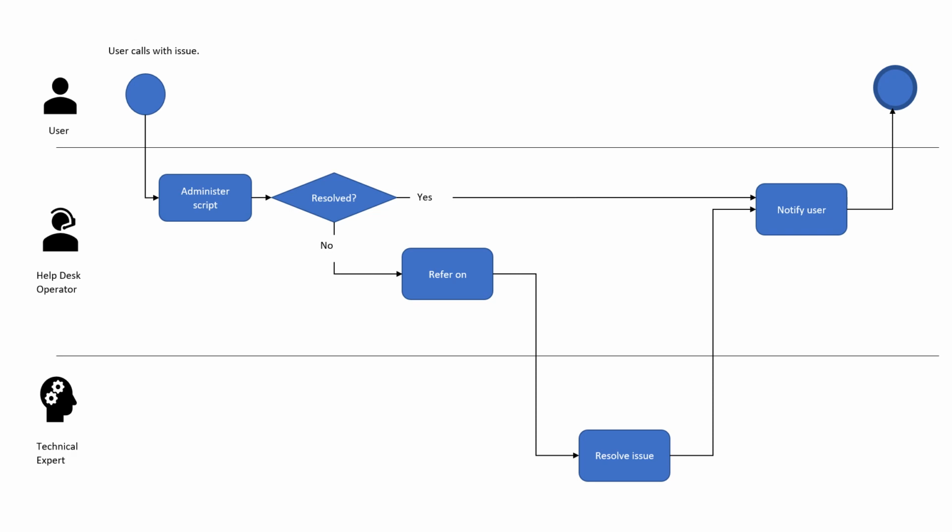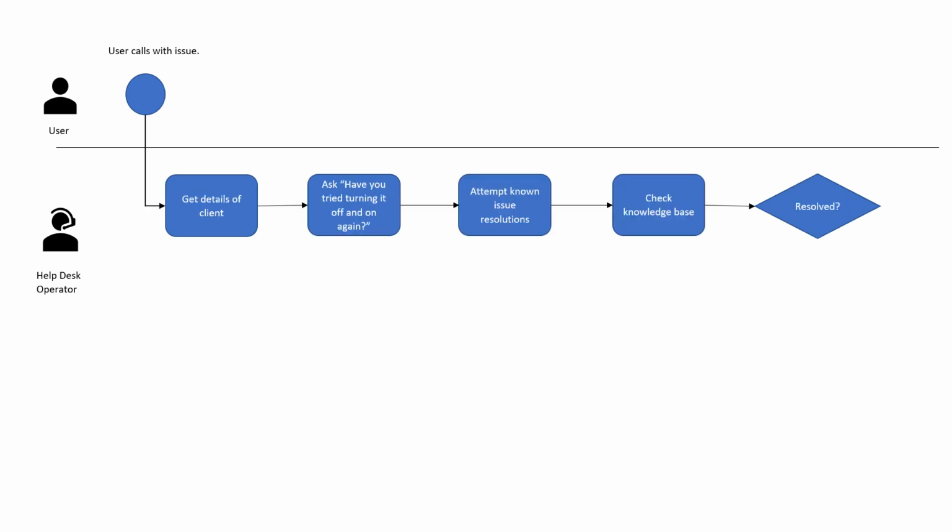If you find that there are a lot more steps, then it might be a good idea to bundle those steps into a single process and then drill down into that. So in this case, administer script, that might have a whole heap of other steps in it. As you can see, administer script occurs after the user calls in with an issue, and the thing that comes out of that is whether or not it's resolved, that decision point.